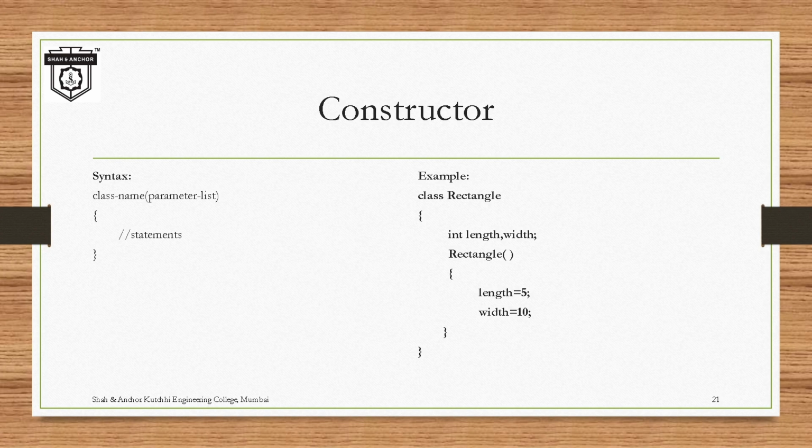Here I am defining a default Rectangle constructor: Rectangle, brackets open and close, length equal to 5 and width equal to 10. No return type has been given here. The class name is Rectangle, the constructor name is also Rectangle, and we have initialized the length and width, the data members of the class Rectangle. They are the instance variables of the class. If we do not define this default constructor, then length and width will be initialized to 0, which is the default value for integer.